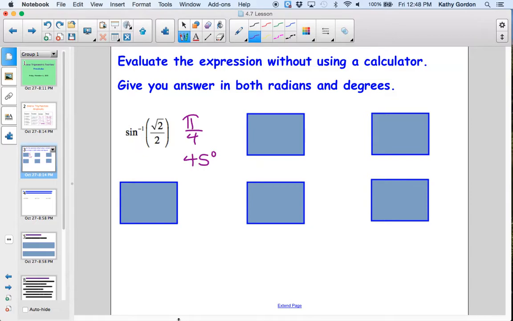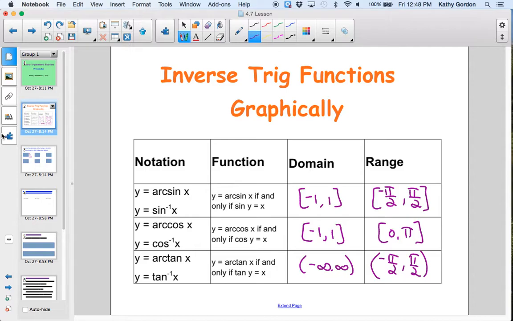Couldn't it also be 3 pi over 4? Because the range is negative pi over 2 to pi over 2. Exactly. That's why we have to keep this range in mind. Because in the unit circle, yes, 3 pi over 4 also gives us square root of 2 over 2 as an answer. But it doesn't fit within the allowed range. If I go that far, I'm not talking about a function anymore.